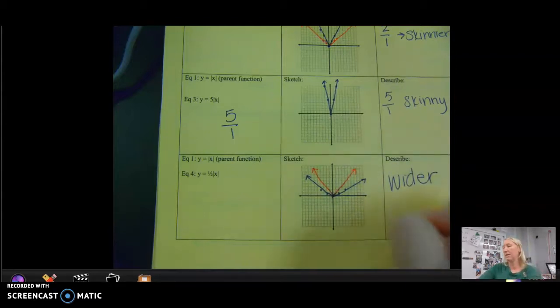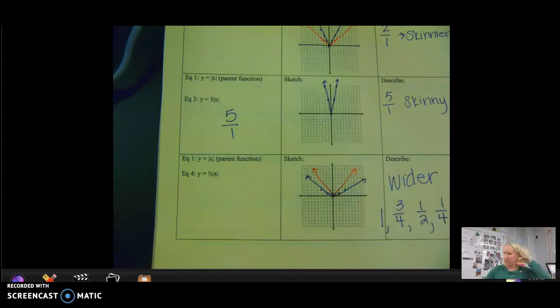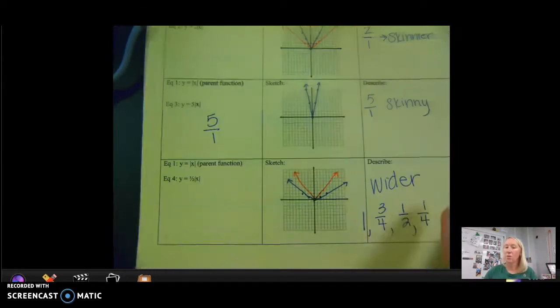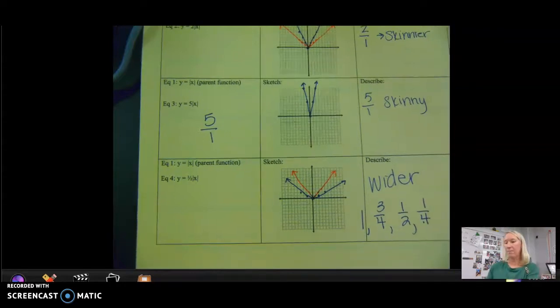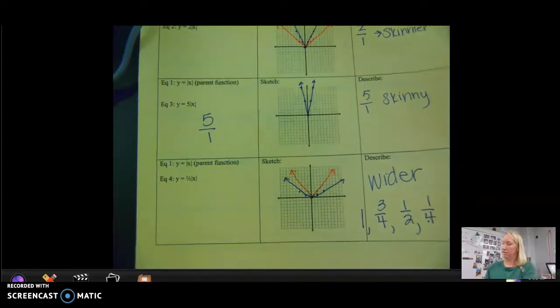That means that 3/4 will be less than 1. It'll be wider than 1. But then 1/2 will be even wider than 3/4, which would mean that 1/4 would be even wider than 1/2. So as you get closer to 0, you get wider. So 1/4 of a pizza is wider than 1/2 of a pizza in this sense.